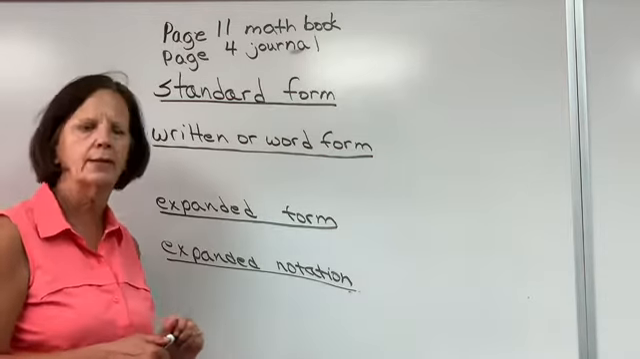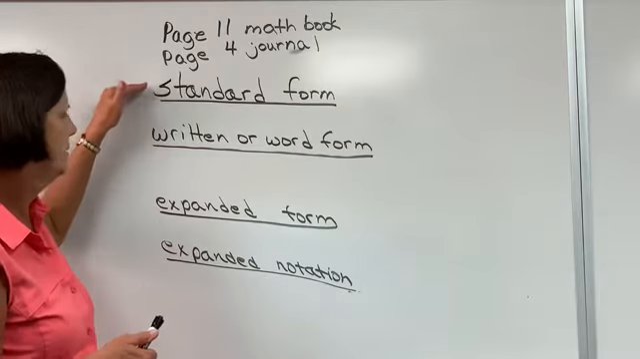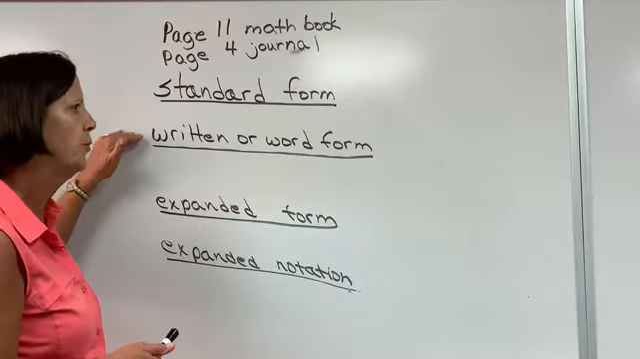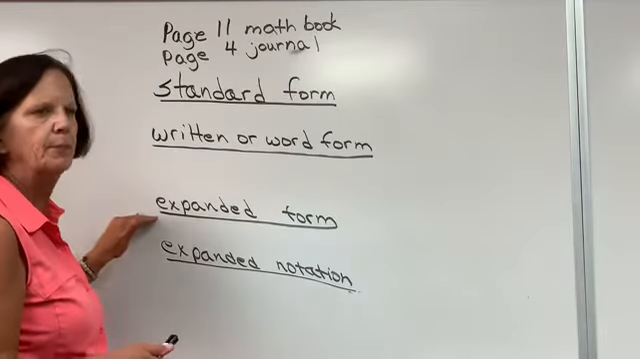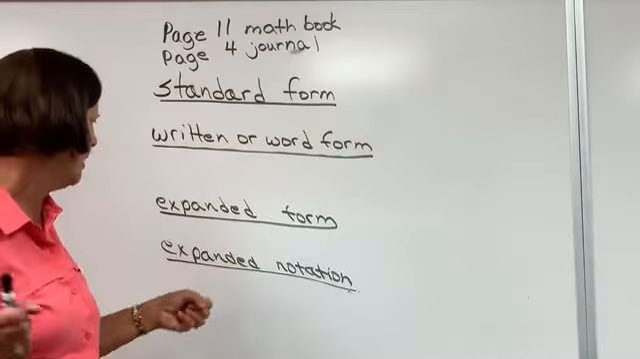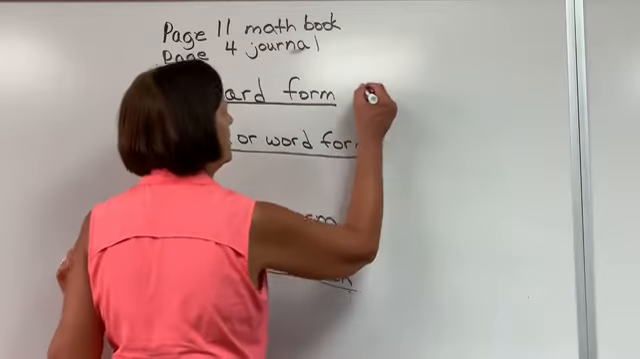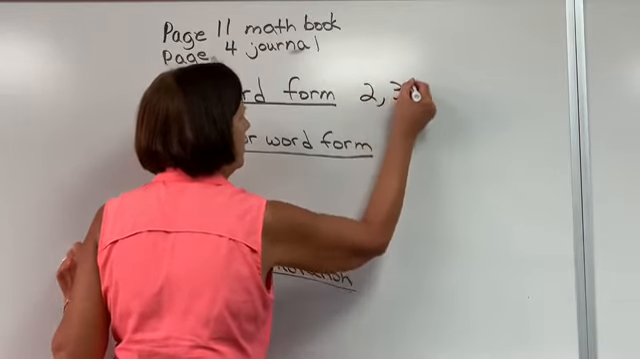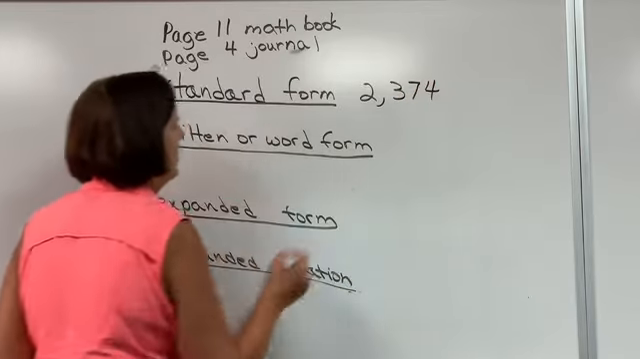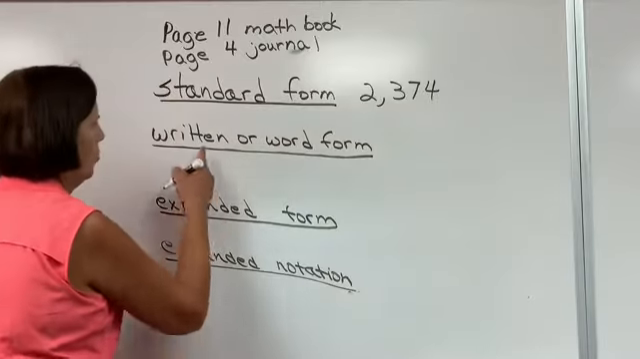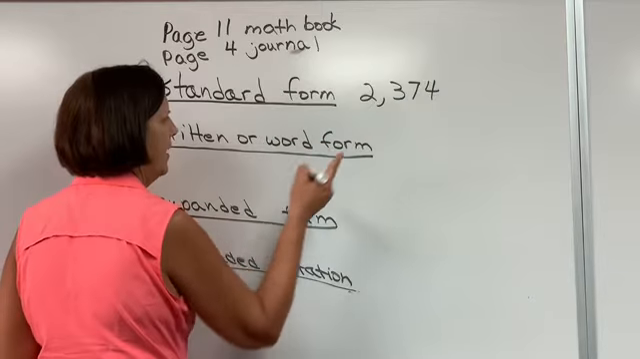So we're going to practice with numbers and write them in standard form, which is regular normal form, word form, written form, expanded form, which is stretched out, and then our expanded notation. So let's try with a smaller number. So that's my standard form, just the way I write my number. Word form, that's the way I say it.